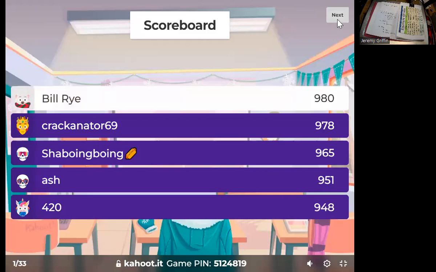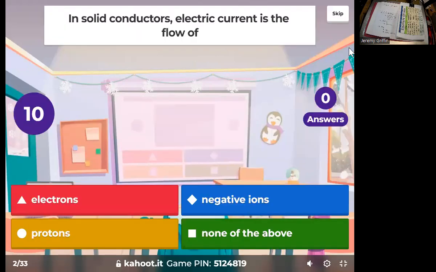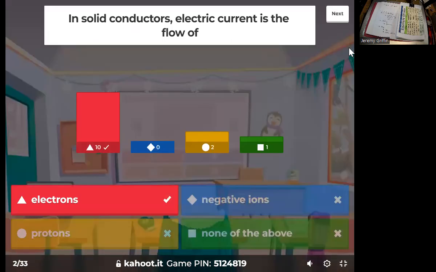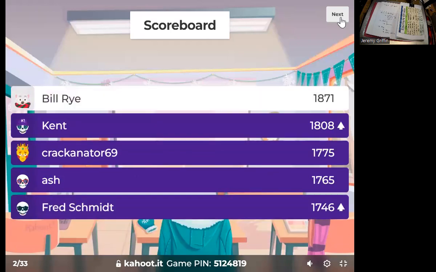All right, got points on the board. In solid conductors, electric current is the flow of electrons. There you go. Electrons are on the move. Now you guys know in direct current, there is a net motion of electrons, and in alternating current, the electrons just move back and forth. There's no net motion, but the electrons do move the energy that way.